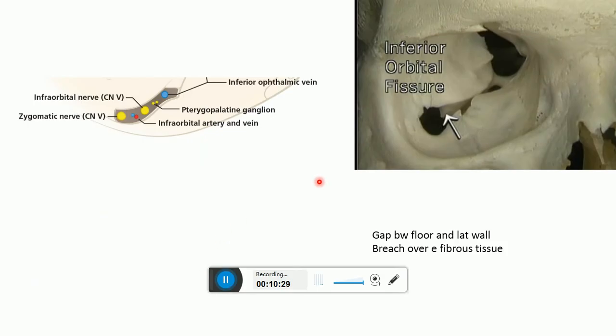Another important structure is the inferior orbital fissure. It lies between the greater wing of the sphenoid and maxilla, and connects the orbit to the pterygopalatine and infratemporal fossa. Through it run the maxillary nerve, the zygomatic nerve, and branches of the pterygopalatine ganglion, as well as the inferior ophthalmic vein.